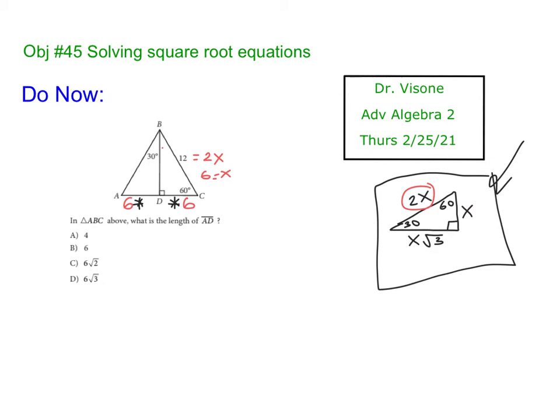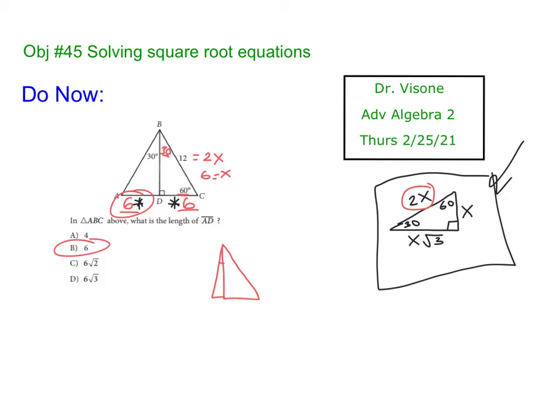Because that's 30, this is 30. Well, that's 30 because this is 60. So this one has to be 30. Angles on a triangle add up to 180. Now, if this was like this, and this was not a 30, this wouldn't work. Those wouldn't necessarily be the same. But in this case, they are. So AD is just 6.